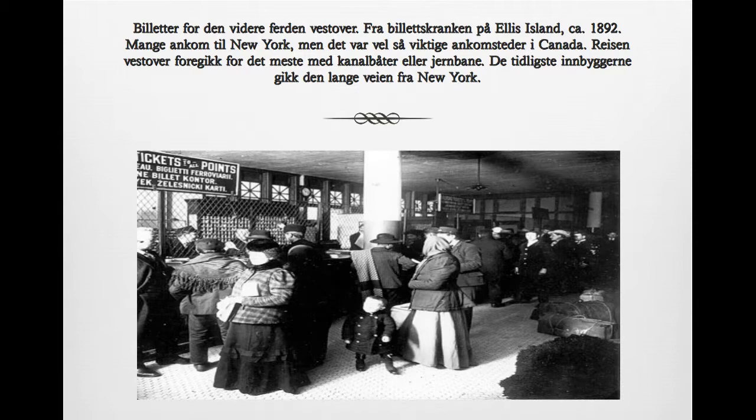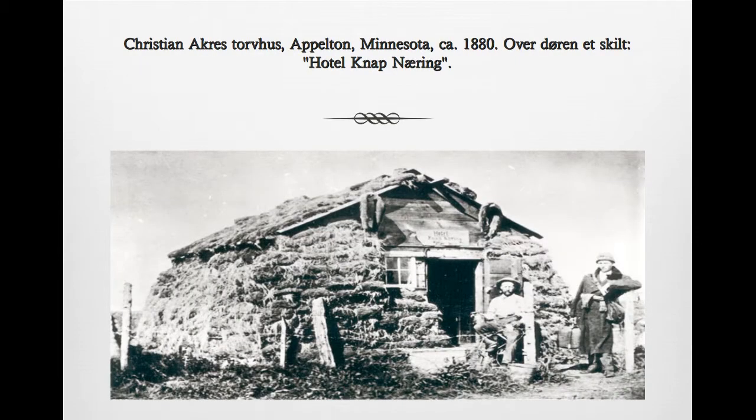Now, here's a picture of immigrants. This picture is from about 1892, and you have immigrants that have arrived in New York, and they want to travel further, either by railway or boats. And here they are standing in line buying tickets. Here is also Christian Acre. He has built his brand new lovely house in Minnesota, 1880. He has called his house Hotel Knappnæring, and that was probably very true.